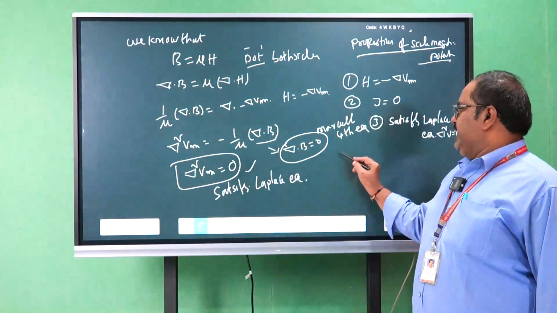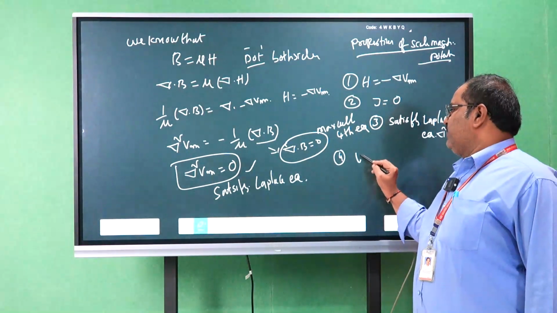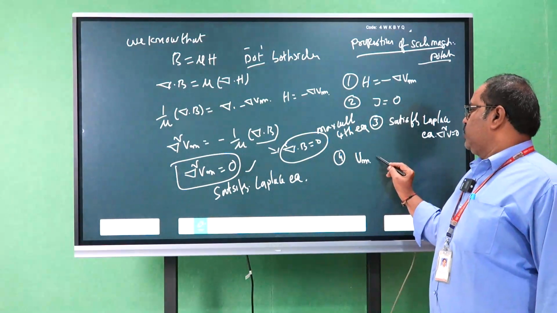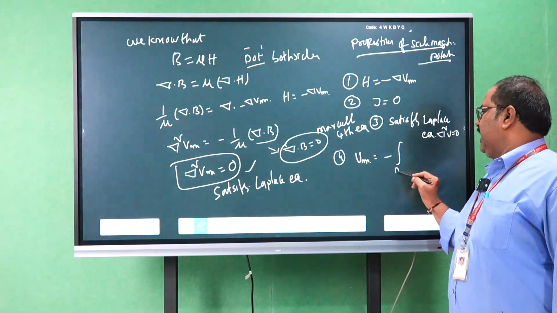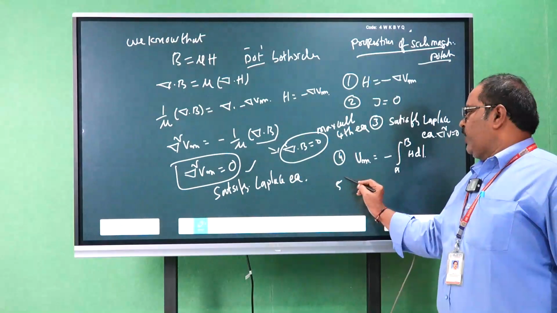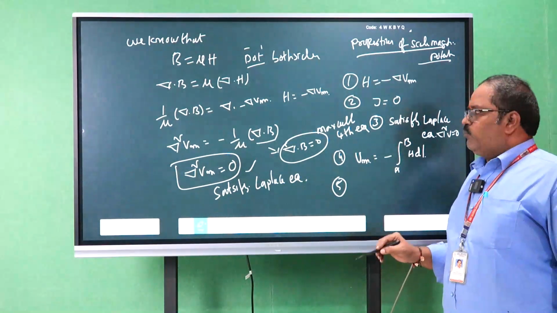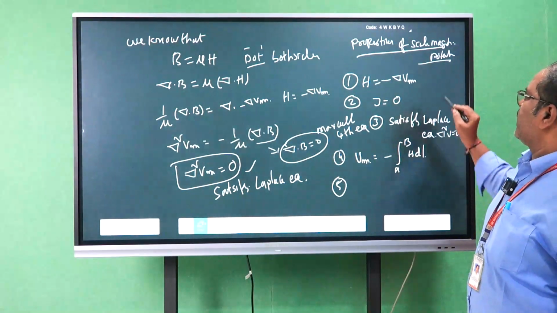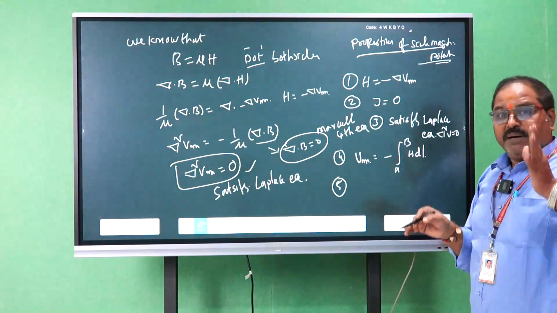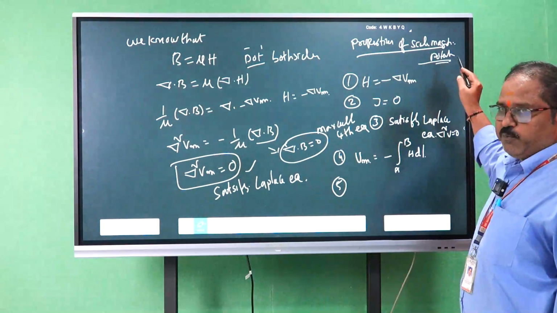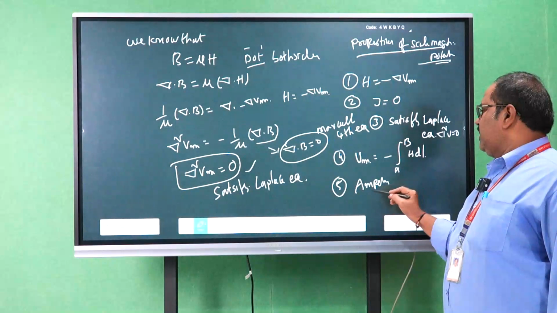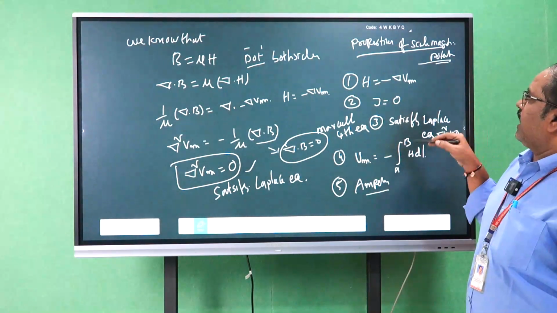What is the fourth point? The direct definition of scalar magnetic potential: Vm is equal to minus integral A to B of H dot dl. What is the fifth property? The most important property: potential units are generally volts, but for the scalar magnetic potential, the unit is amperes. These are the important properties of a scalar magnetic potential.